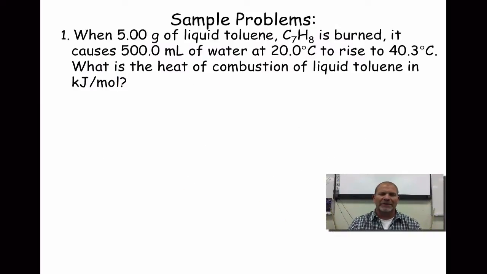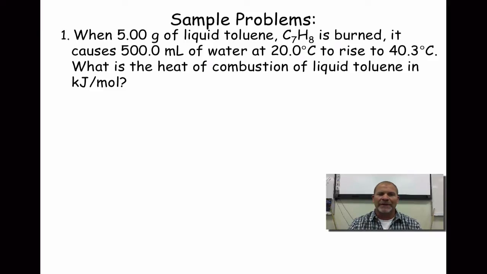So here's the first problem. It says when 5 grams of liquid toluene, and I give you the formula, C7H8, is burned, it causes 500 milliliters of water at 20 degrees Celsius to rise to 40.3 degrees Celsius. To rise, the water gets warmer, therefore we're dealing with an exothermic reaction. Which makes sense because it says, what is the heat of combustion for liquid toluene in kilojoules per mole.